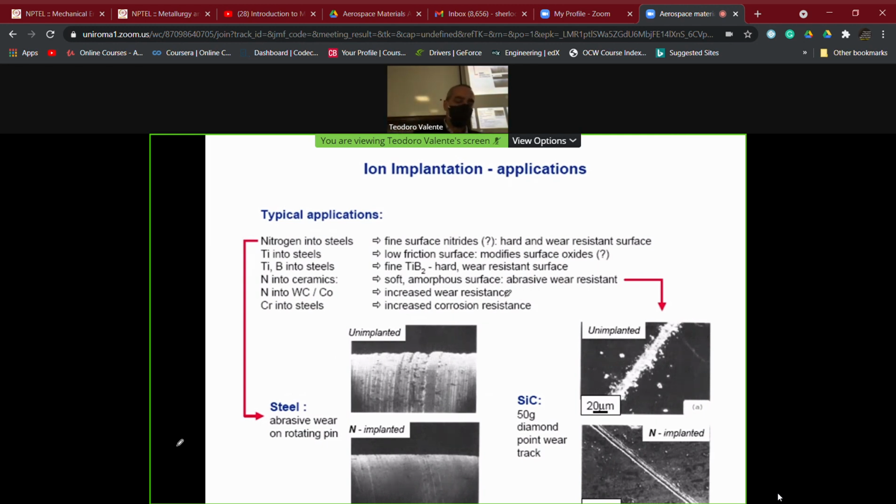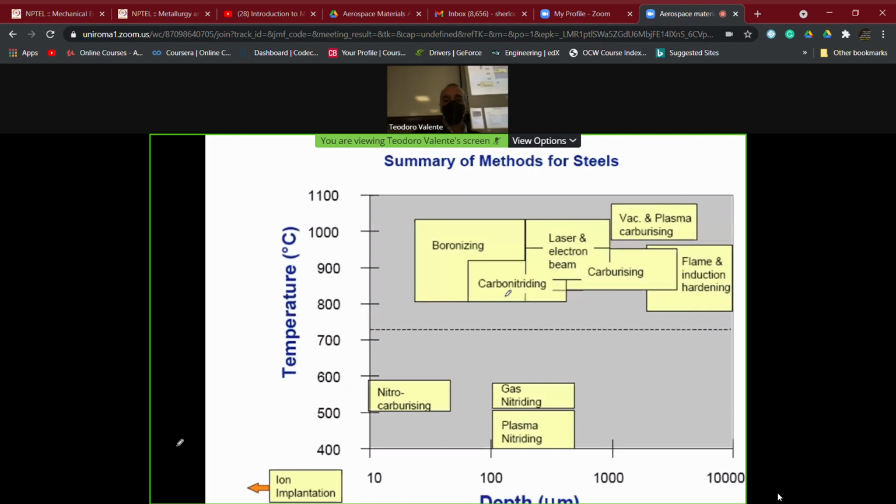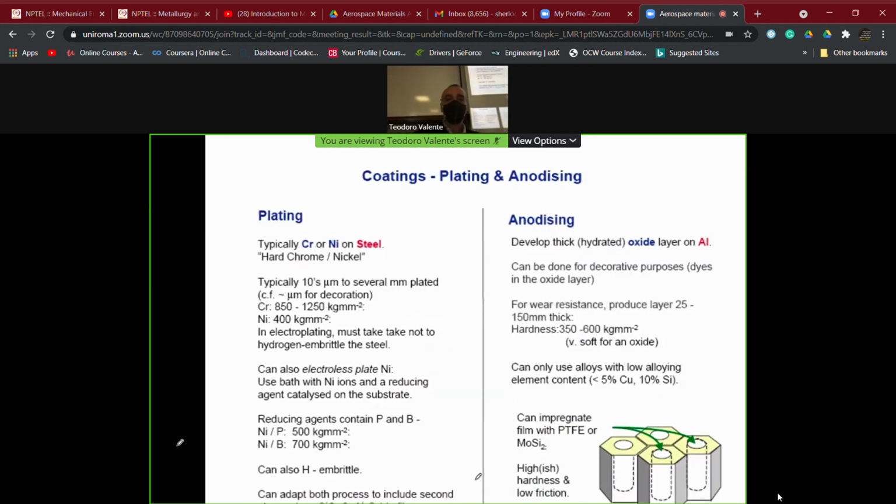for common industrial components. And so here I have what we have seen, that all these methods which we are discussing are essentially devoted to the treatment of steels, each having characteristics in terms of processing temperature and in terms of depth. So just to have a panorama.